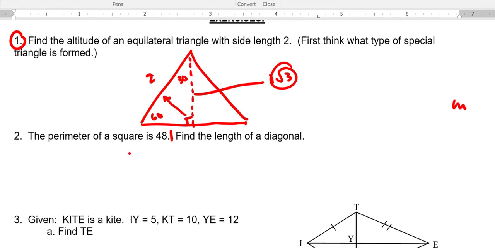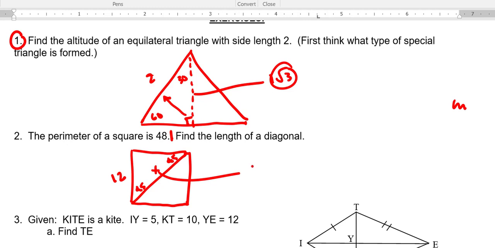Okay, the perimeter of a square is 48. Find the length of the diagonal. So here's a square, looking for the diagonal. Let's call it x. Perimeter is 48, so that means that each side is 12. And this is going to be a 45, 45, 90 right triangle. So x is just going to be 12 root 2. That's the length of the diagonal.